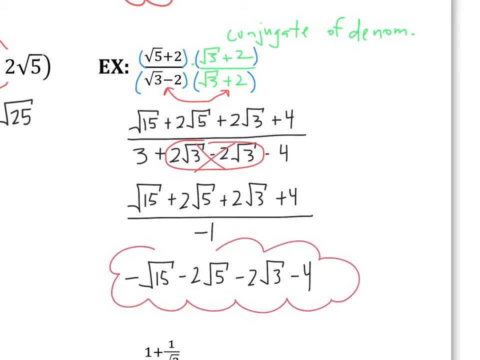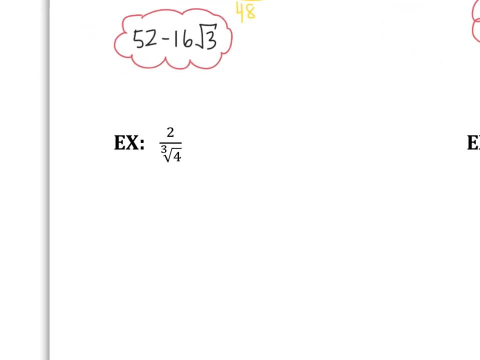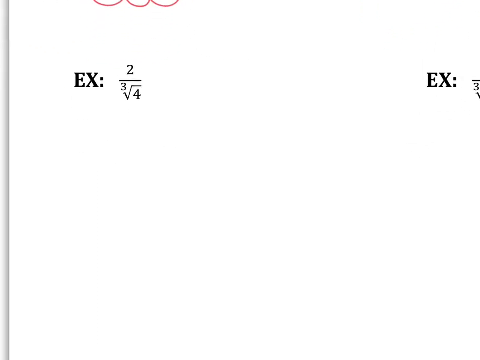Our next example takes us to simplifying these radical expressions with a radical in the denominator, but what do we notice? This time the index is not 2. Okay, so I can't just multiply by the cube root of 4 over the cube root of 4 because that doesn't necessarily give me a perfect cube in the denominator.